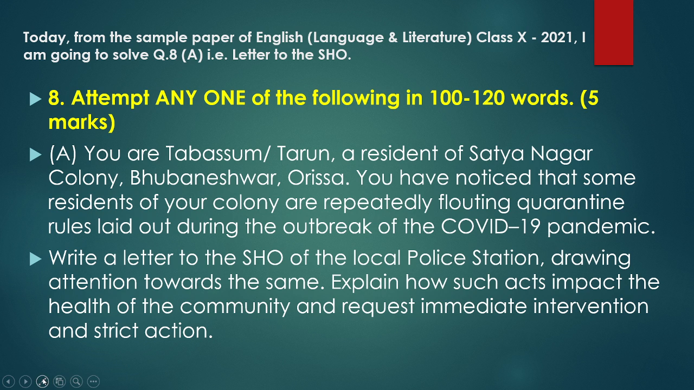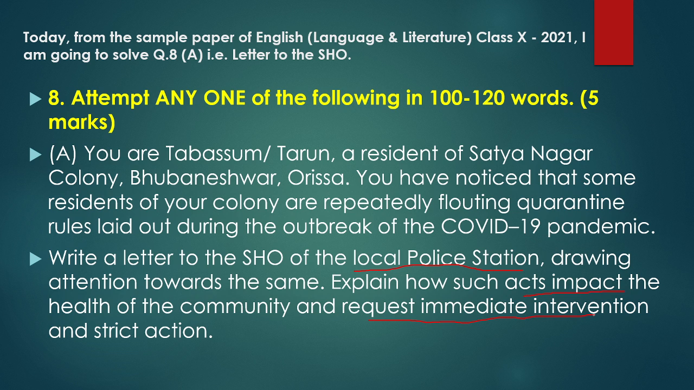Now here, let's understand the question first, what the question says. The question says that you have noticed in your colony that the rules of quarantine are being flouted. So that is why you are concerned and you write a letter to the SHO of a local police station. Now here you have to take care that the name of the police station is not given. It is a local police station. And drawing attention towards the same, that means the problem, and explain how such acts impact. So you have to give the impact also, impact the health of the community, and request an immediate intervention.